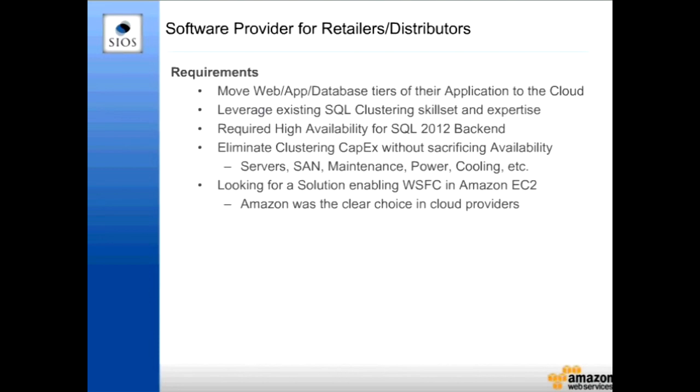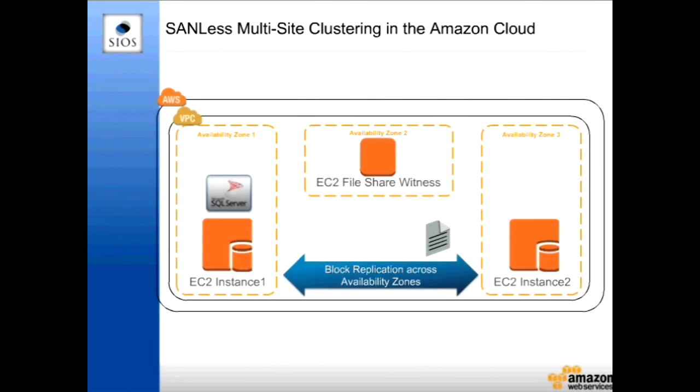So what they came up with was a multi-availability zone cluster. Again, this diagram will look fairly familiar from what we've seen before, but they've got a two-node multi-availability zone, multi-subnet SQL 2012 cluster. And they're actually running multiple SQL instances. They have one SQL instance running in the first availability zone. They have a second SQL instance running on the other cluster node in a different availability zone. So there's actually replication happening in both directions, each node, if you will, a backup for the other.